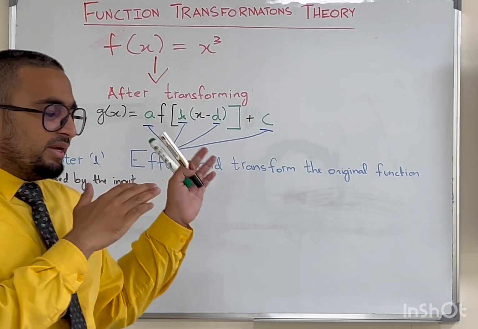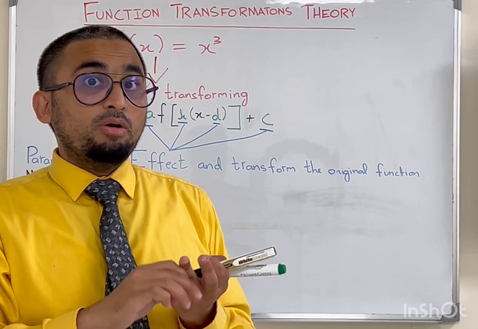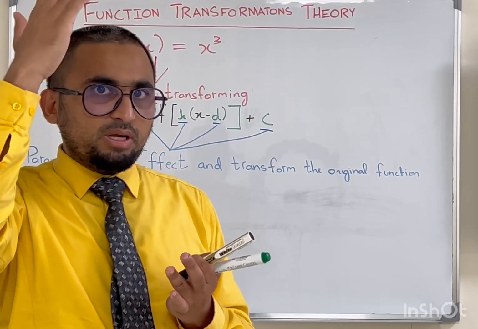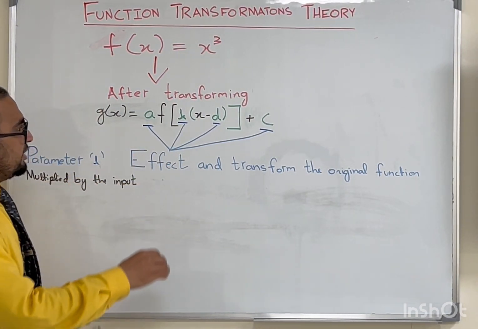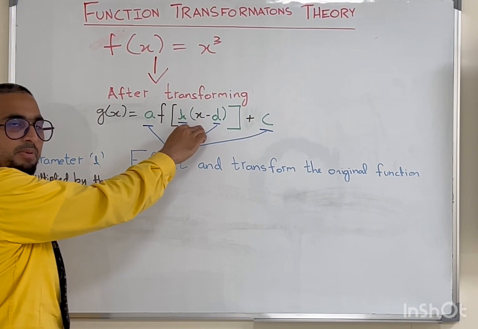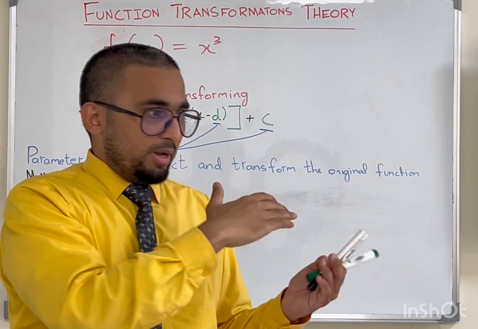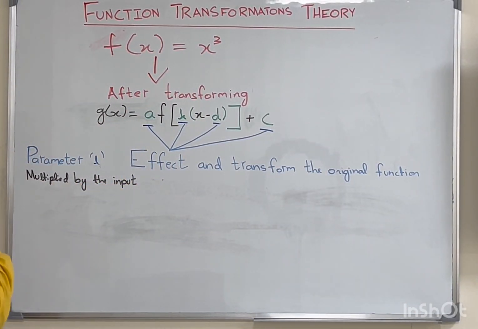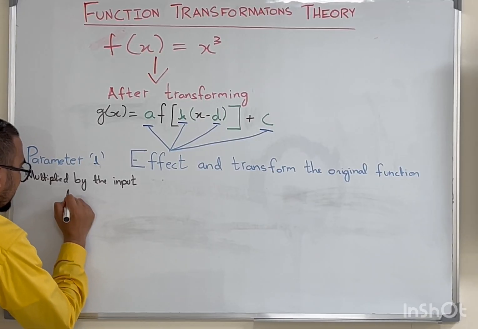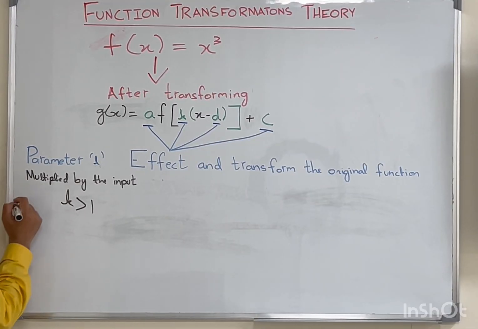So, in the case of A, guys, there was a stretch or compression or reflection, okay, vertically. Now, in the case of K, when you look at the K being multiplied by the input, that's the way you can remember, okay, the input relates to the X, so X is horizontal. Now we'll speak about the horizontal. So, when K is either greater than 1, okay, or K is less than negative 1, okay.